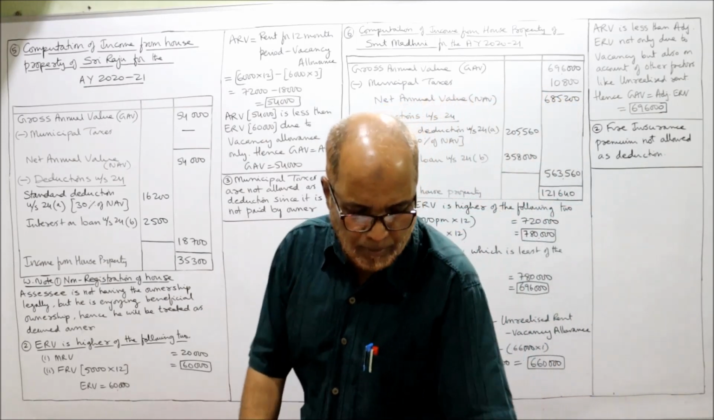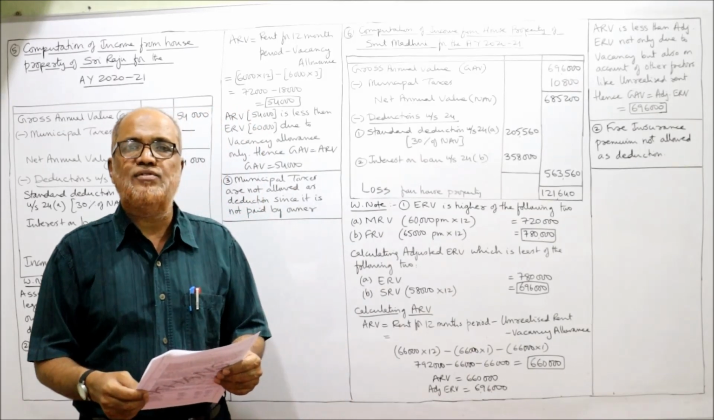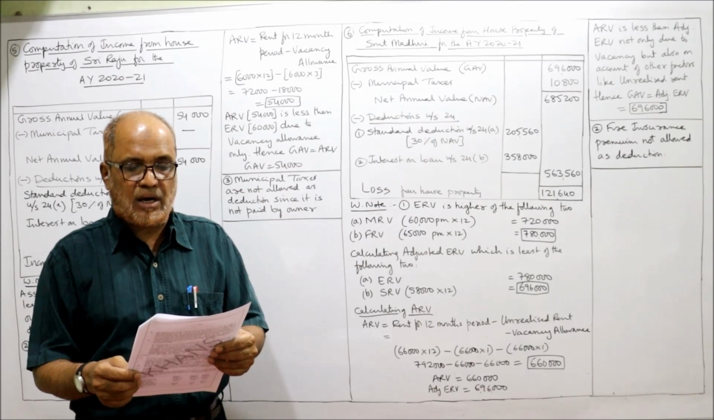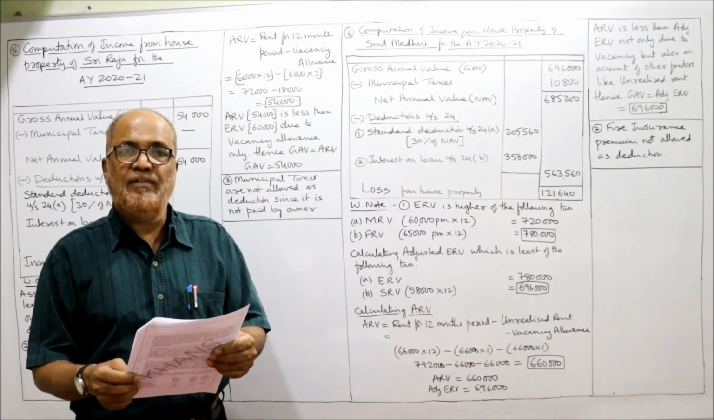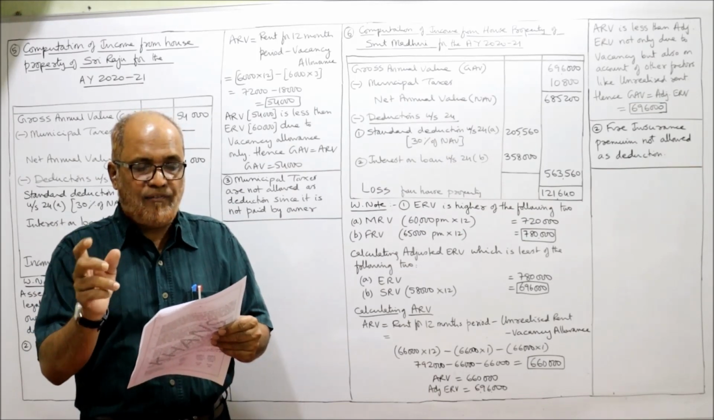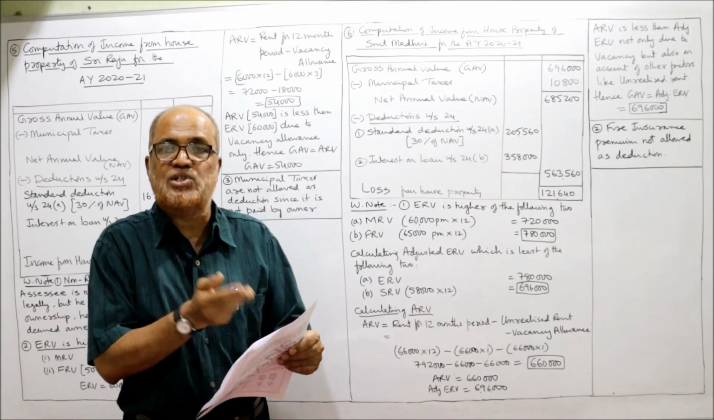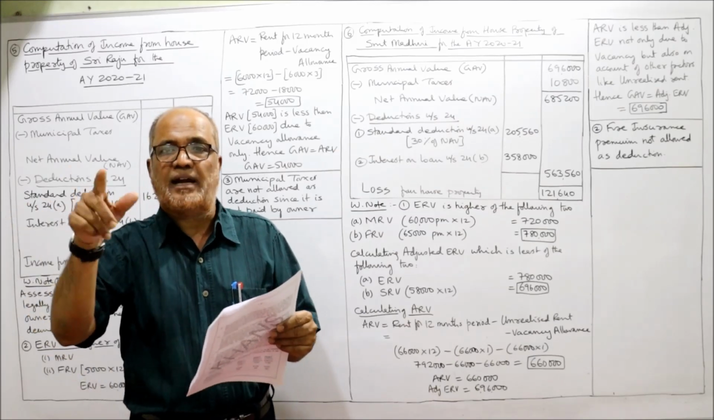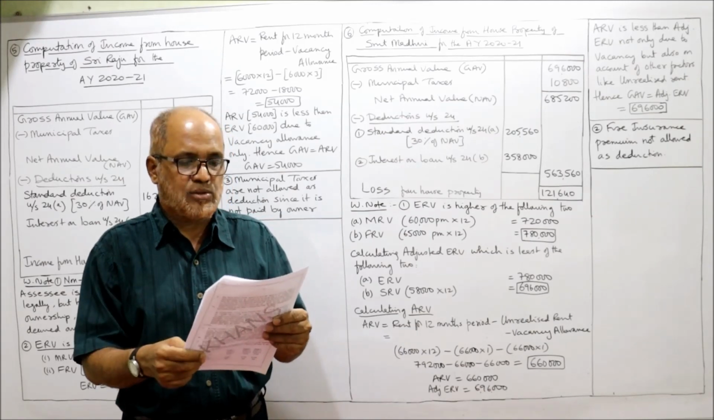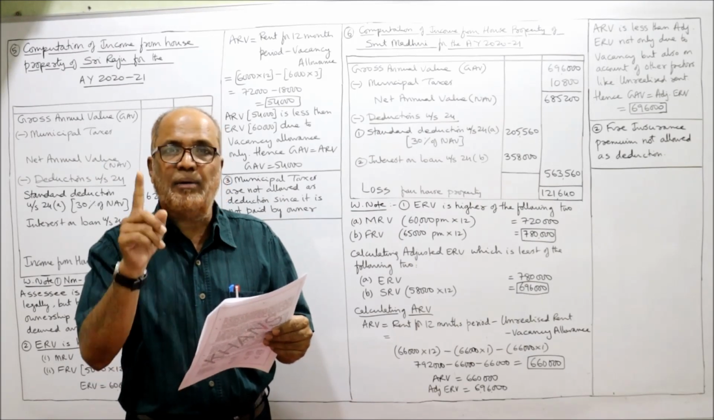Now, next, sixth problem. From the following particulars, compute the income from house property of Srimati Madhavi. Municipal rental value, MRV 60,000 per month. FRV, fair rental value 65,000 per month. Standard rental value 58,000 per month. This house is governed by Rent Control Act because standard rent is given. In the previous problem, standard rent was not there. Then actual rent per month 66,000. Municipal taxes 10,800. Vacancy period 1 month.